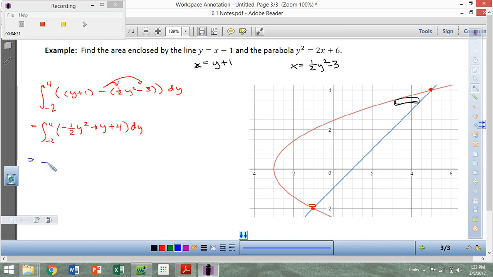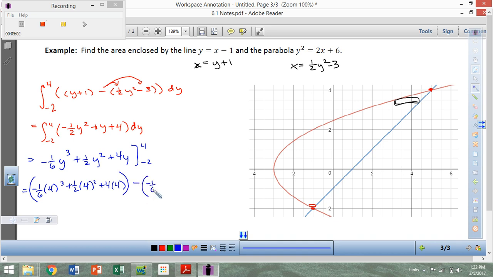And so now I've got it simplified, and now I can go ahead and integrate. When we integrate, this will be y to the third, and I would multiply by 1/3, which is going to make this a -1/6 y cubed, plus 1/2 y squared plus 4y, and I'm going to evaluate from -2 to 4. So I'm going to plug in 4, and I'm going to subtract what I get when I plug in -2.